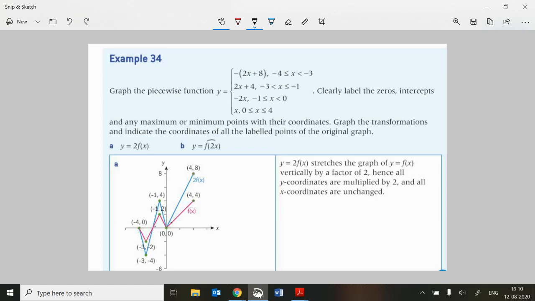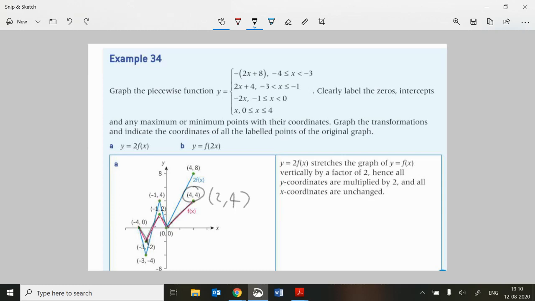Okay, now f(2x) is going to take all of the points on that red line and bring them twice as close in. So (4, 4) is going to become the point (2, 4). (0, 0) is going to stay the same. Okay, stay on the y-axis.